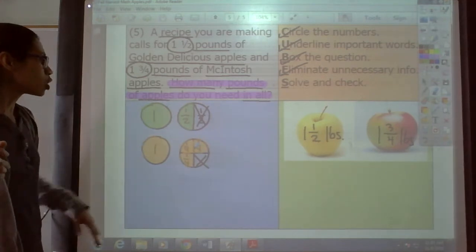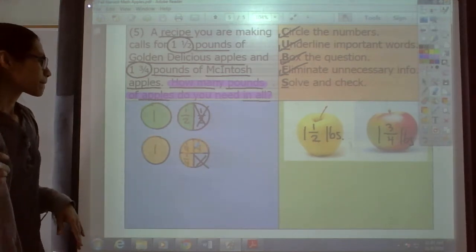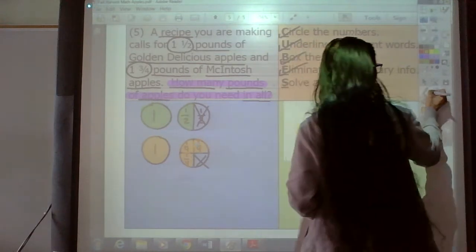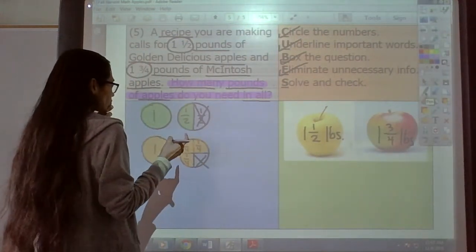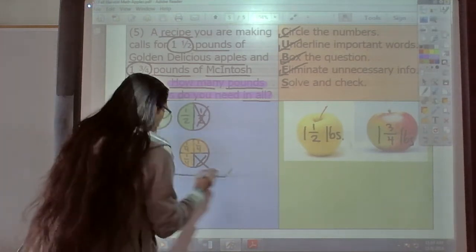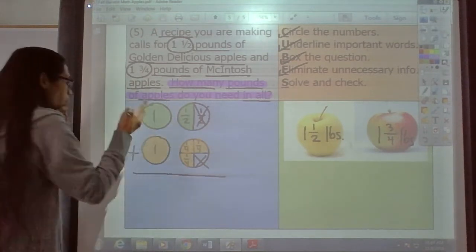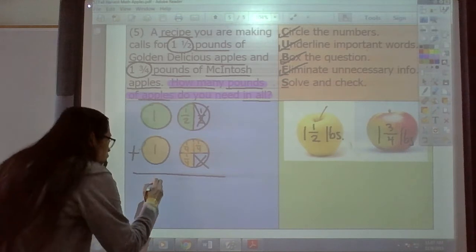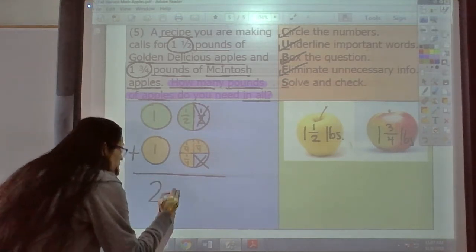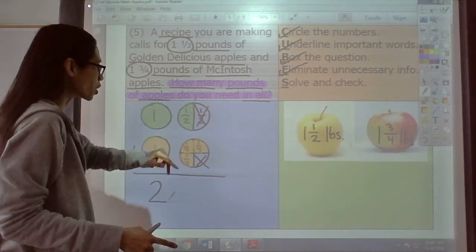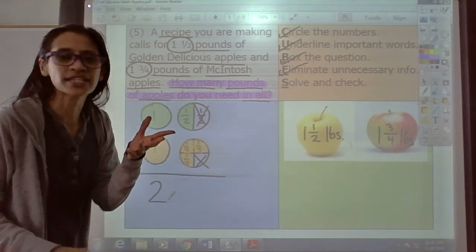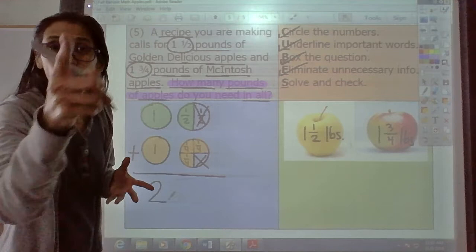So how many wholes do you see here? We have 2 wholes. And you know what? Let me write this here. Actually, let's do it like this. We're going to add these pictures together. 1 whole and 1 whole makes 2 wholes. And now look at this. I have 1/2 and 3/4. How am I going to add that together? This right here will blow your mind.